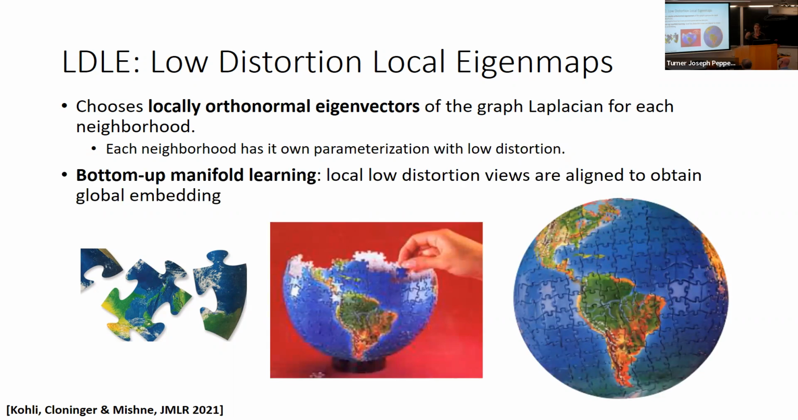So we now have low distortion local eigenmaps, and we are going to align them together, put the puzzle pieces together in order to get a global embedding. And I'm going to show you how we find these local puzzle pieces and then how we align them together.